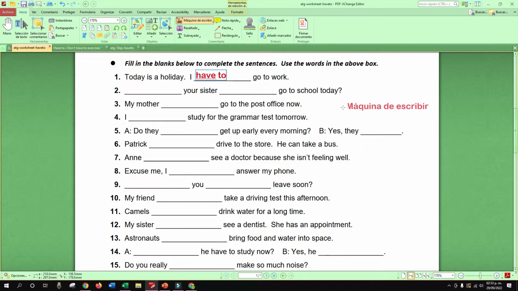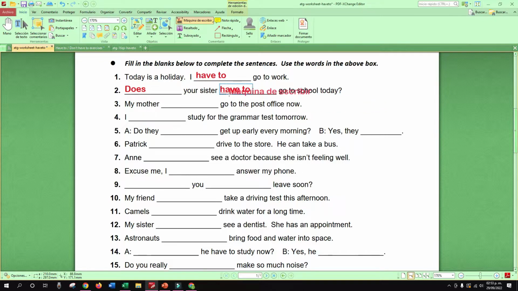What about the number 2? Your sister. This is a question. Look at that one. Then you have the main verb go to school today. So, how would you answer this? Which will be the first word that you are going to use there? ¿Cuál sería? Si es una... That teacher, that's your sister. Perfect. Does, right? Does your sister what, Mr. Davy? Have to.